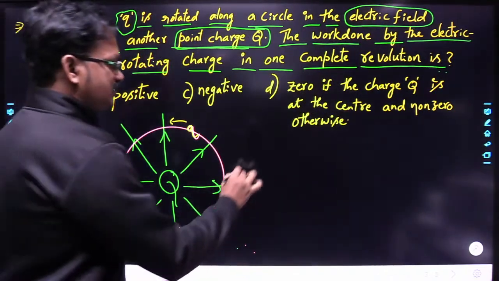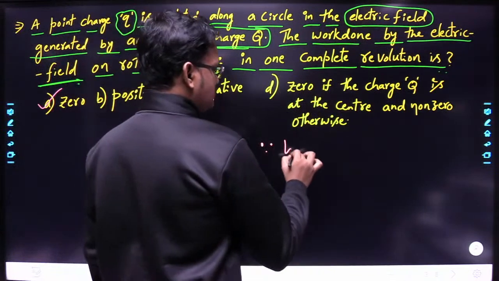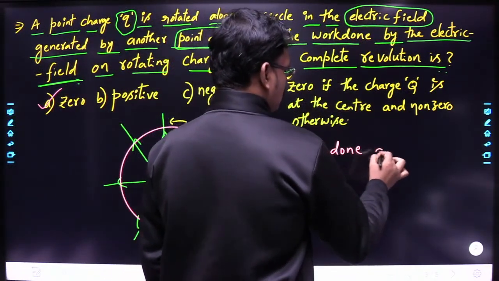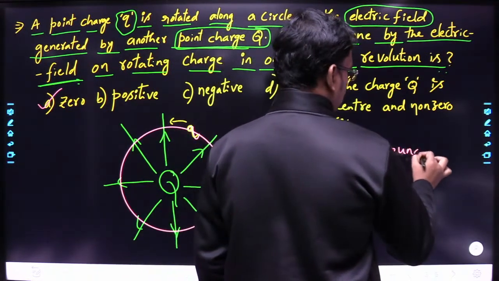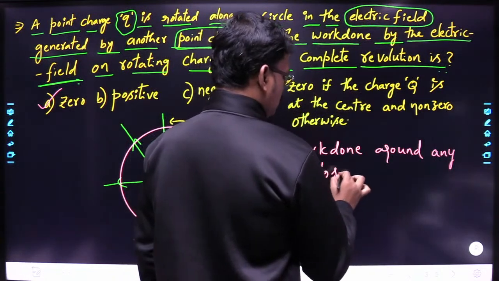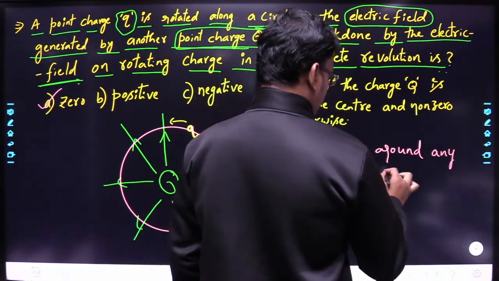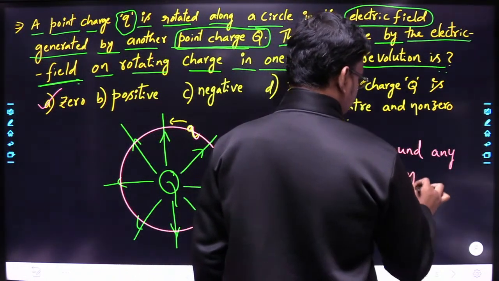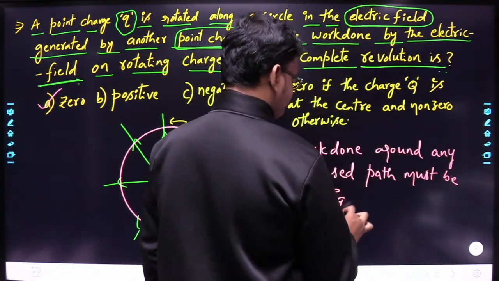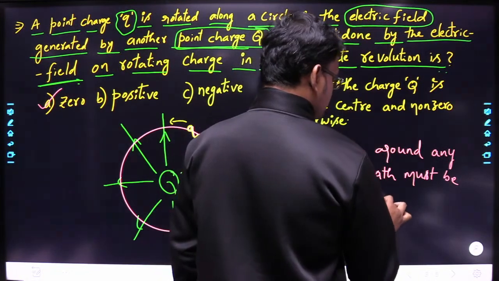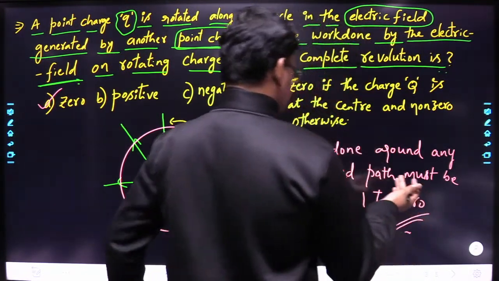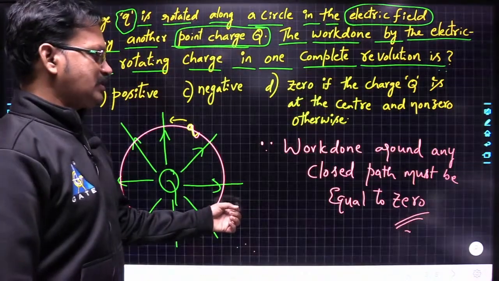Why? Since work done around any closed path must be equal to 0. So this is one way, and I will tell another way also.